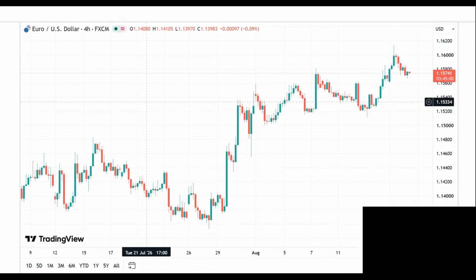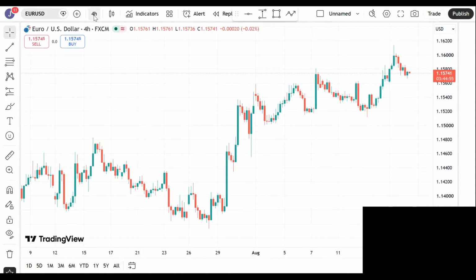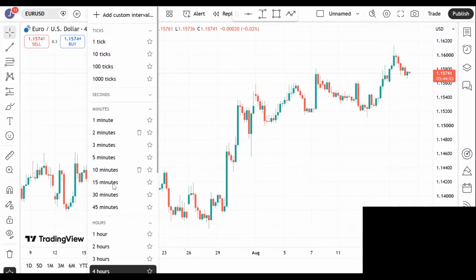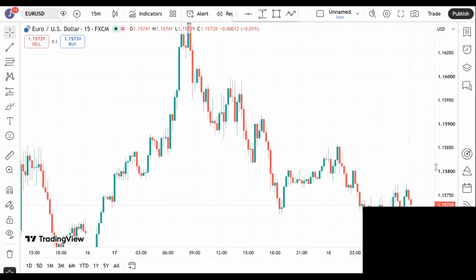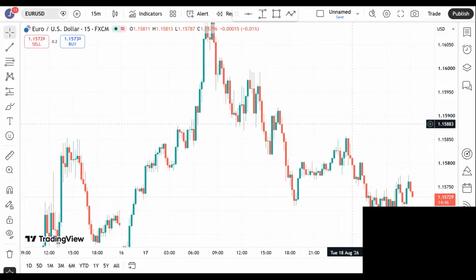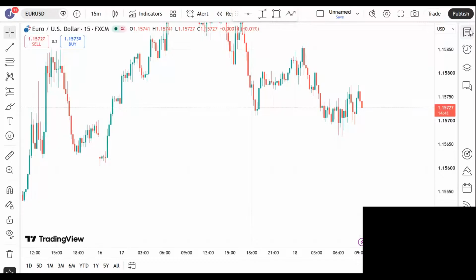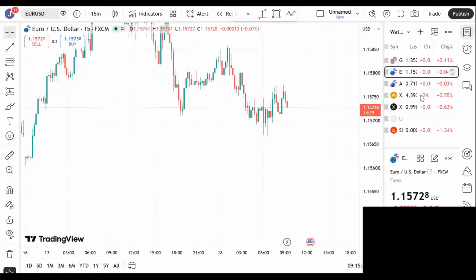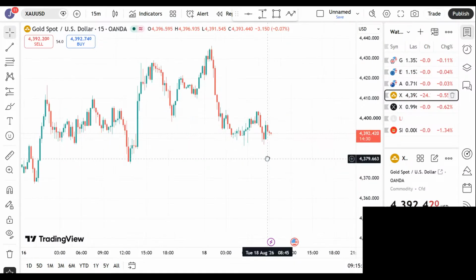browser. All right, so this is the 4 hour time frame. I'm moving straight to the 15-minute time frame. Now on the 15-minute time frame, you can see, right? Sorry, I mistakenly went for another pair. Let me click back. So on the 15-minute time frame, you can see what the market is doing.